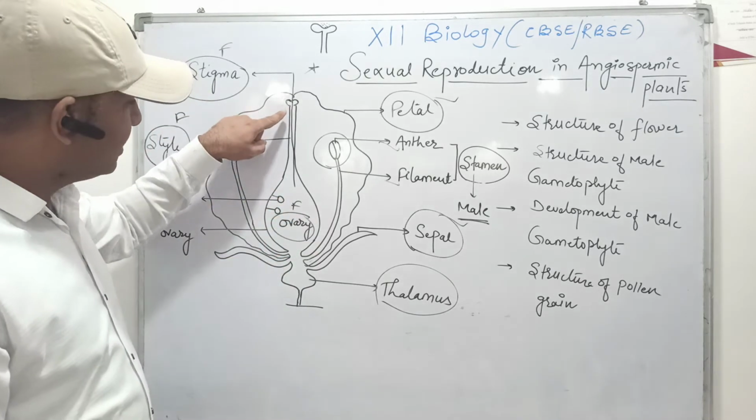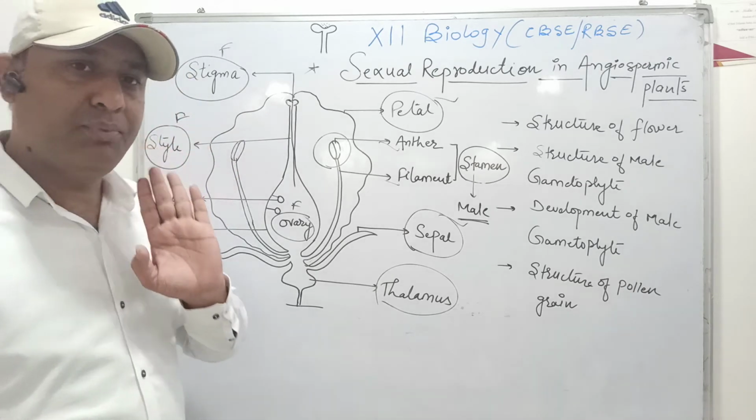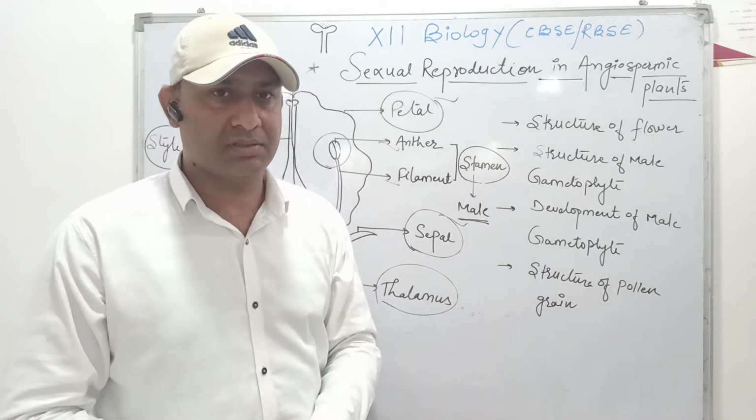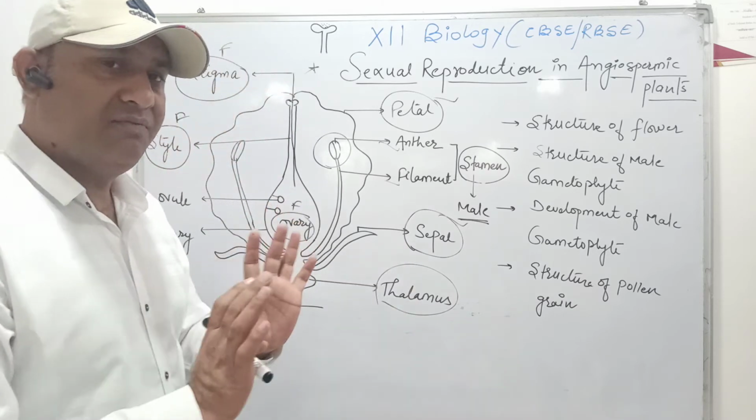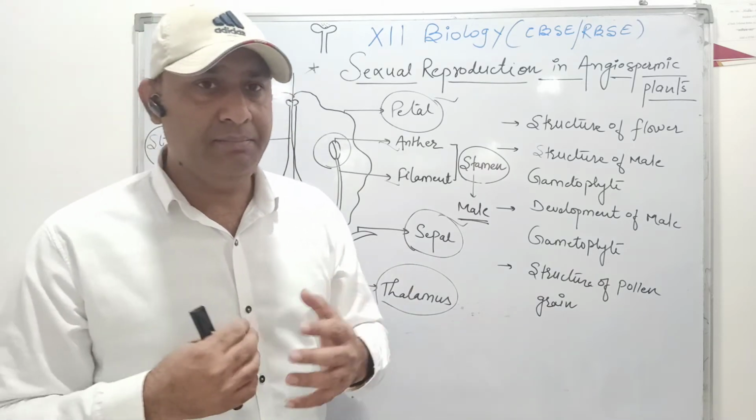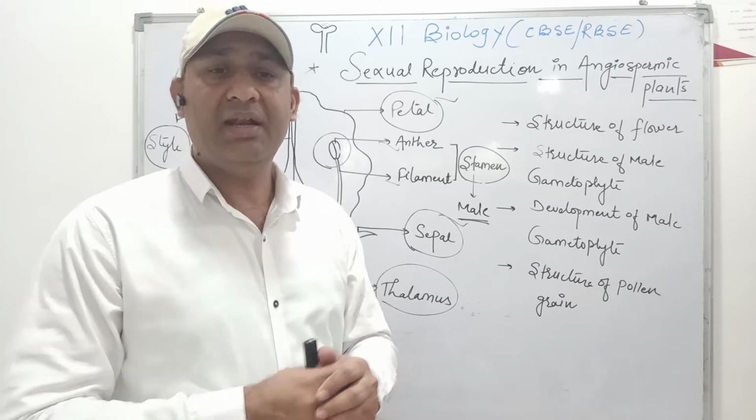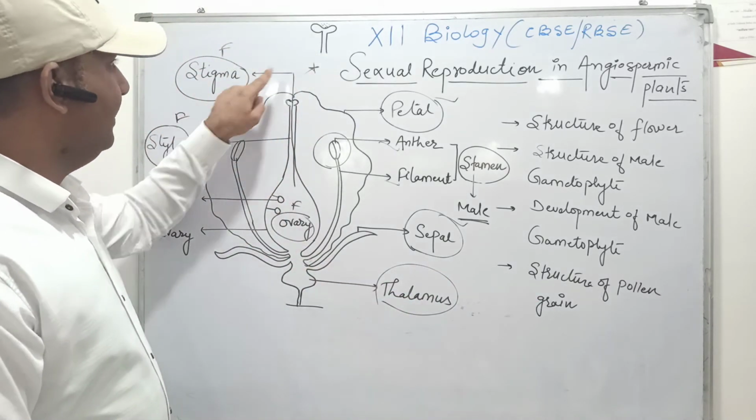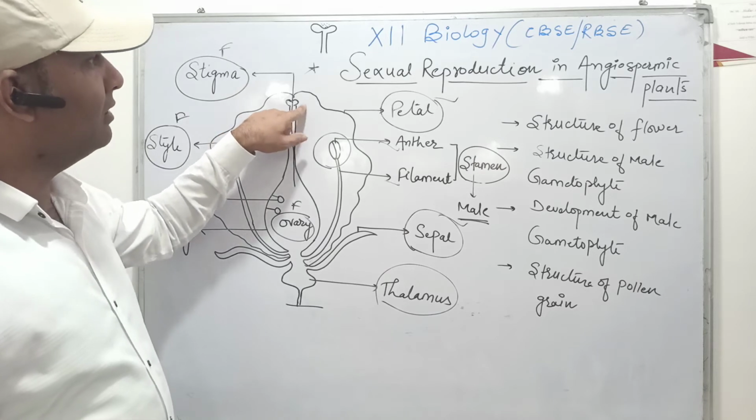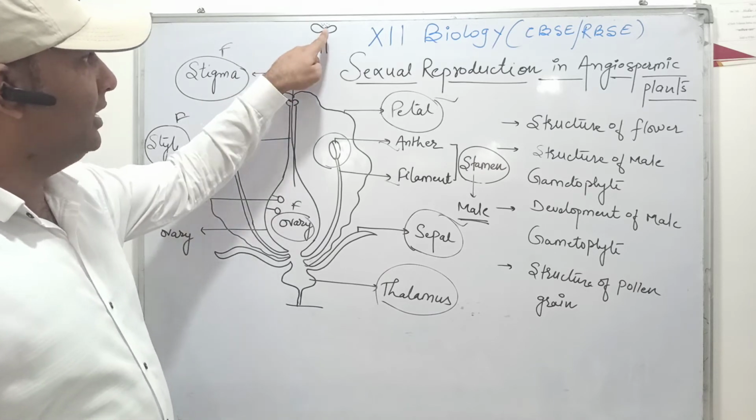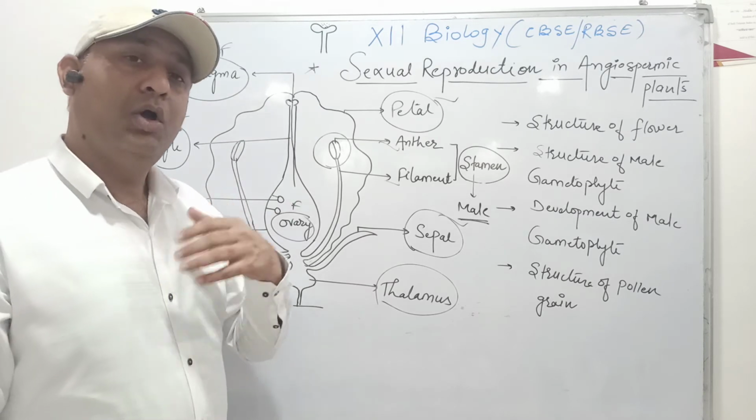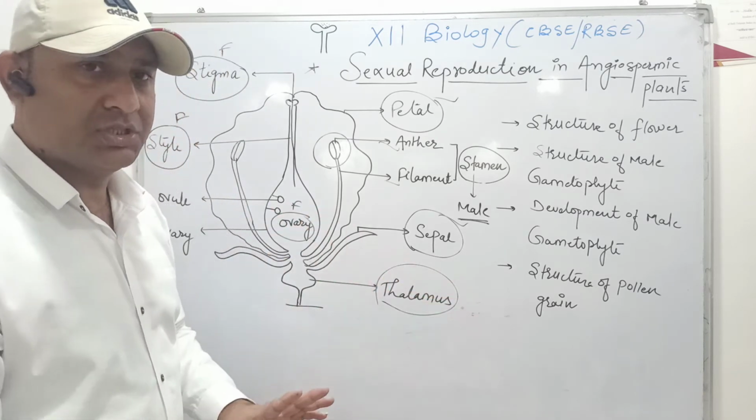So the style provides the passage for the pollen tube, or we can say the style provides the passage for the male gametes. Clear? It is a very common function, but it is very important for NEET and other board examinations. Again, to repeat: the stigma is the upper broader area. Second, it provides a landing platform for the pollen grain, and also we can say it provides nutrition.